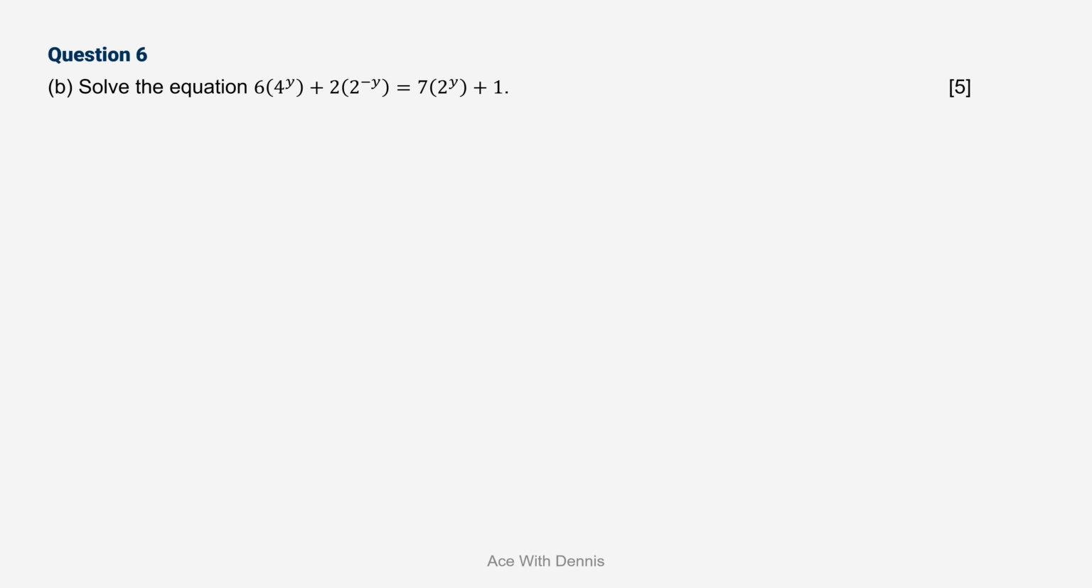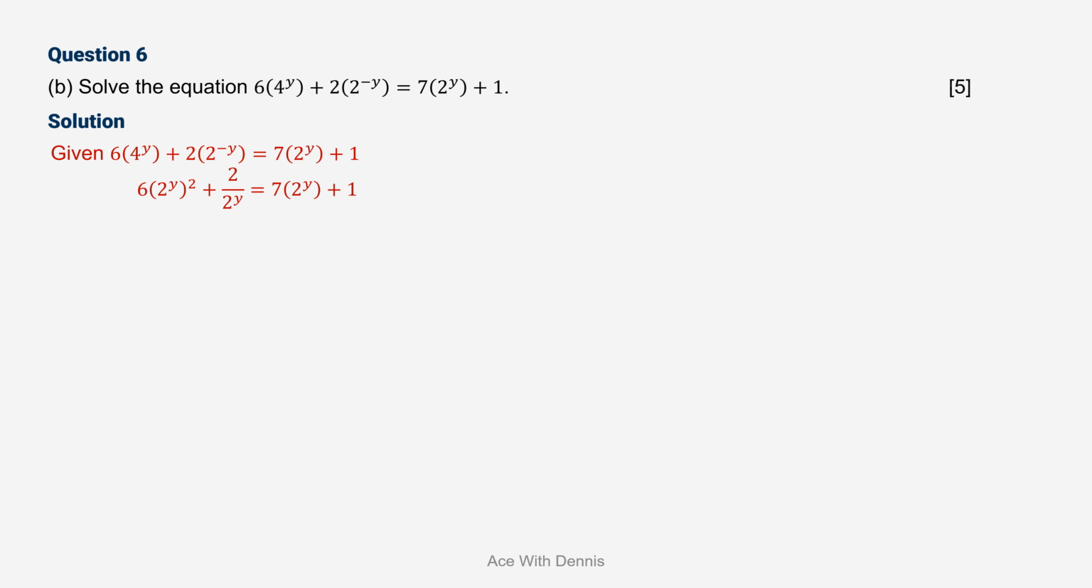B. Solve the equation 6 times 4 to the power of y plus 2 times 2 to the power of negative y equals 7 times 2 to the power of y plus 1, 5 marks. So here's the solution. Given this equation, we can apply the indices law and it becomes 6 times 2 to the power of 2y plus 2 over 2 to the power of y equals 7 times 2 to the power of y plus 1.